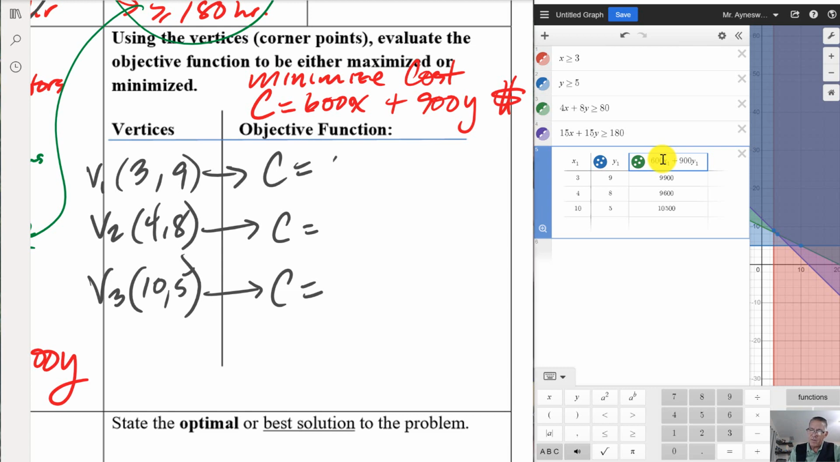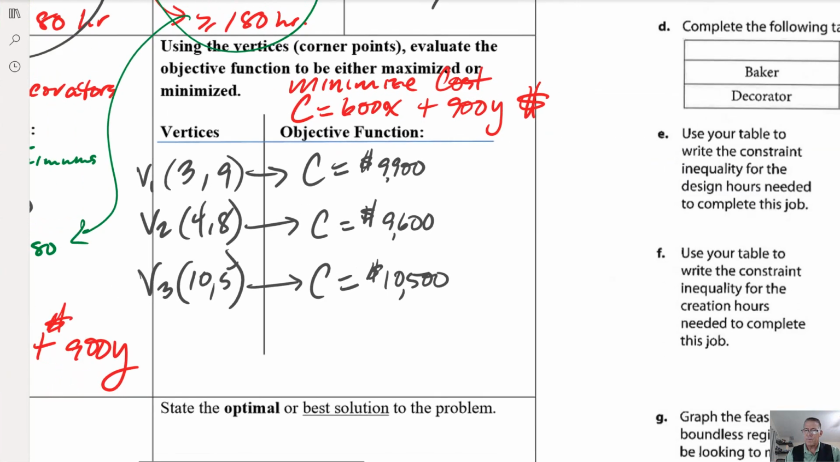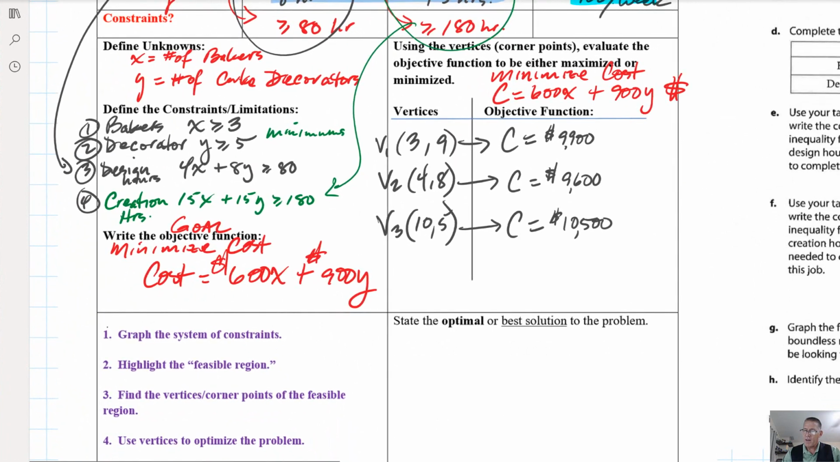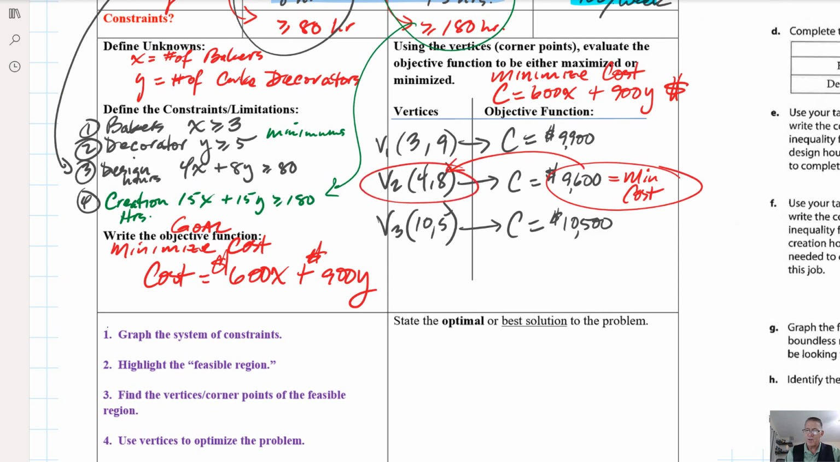So let's write them down. The first cost is $9,900. The second cost would be $9,600. The third cost would be $10,500. If you compare everything, you'll notice that we have a minimum at (4, 8). So this is the minimum cost, and it occurs at this point right here. This becomes the optimal solution, so x is 4, y is 8.